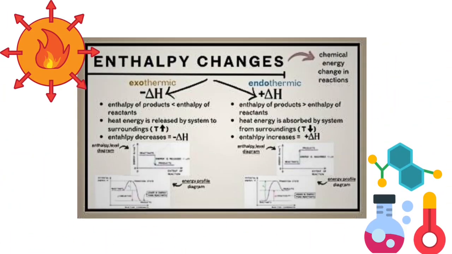Enthalpy, represented as delta H, tells us the heat energy change during a reaction. If delta H is negative, the reaction is exothermic. This means heat is released, making the surroundings warmer. If delta H is positive, the reaction is endothermic. This means heat is absorbed, cooling the surroundings.